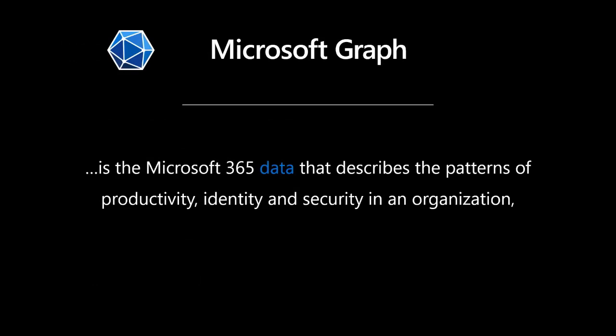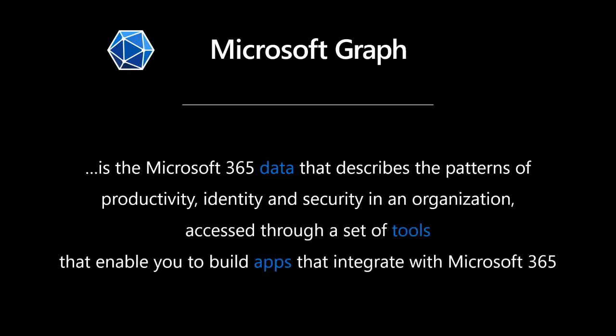What is Microsoft Graph? It is the Microsoft 365 data fabric of all your data, which describes the patterns of productivity, identity, and security in an organization, which can be accessed through a set of tools like Postman and Graph Explorer, which enable you to build applications that will integrate with Microsoft 365.